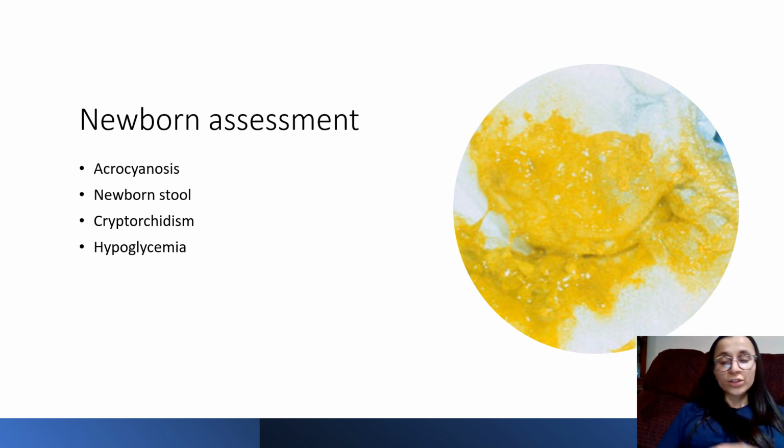Newborn stool. The first stool the baby makes is called meconium. Meconium should be passed in the first 24 hours of the baby's life. After that, the stool is going to be yellowy, brown, or green. That's normal. It's going to be firmer and brown if it's bottle fed and more yellowy and pasty if it's breastfed.